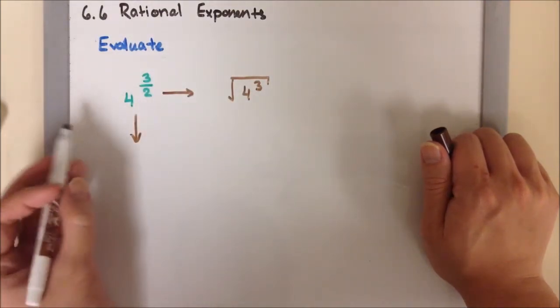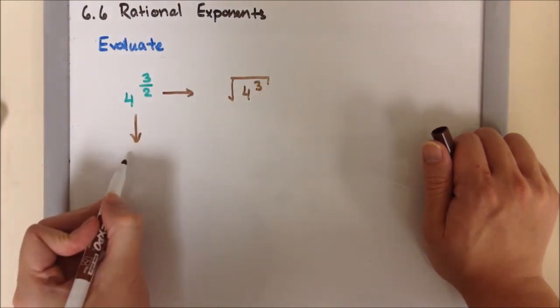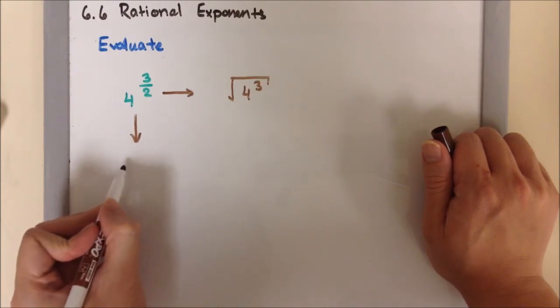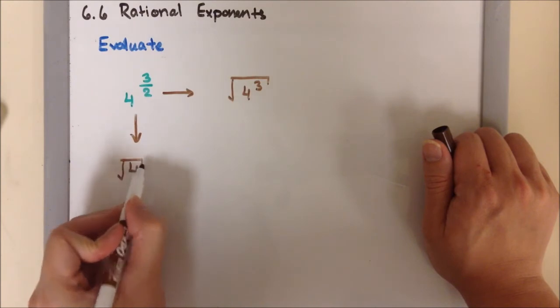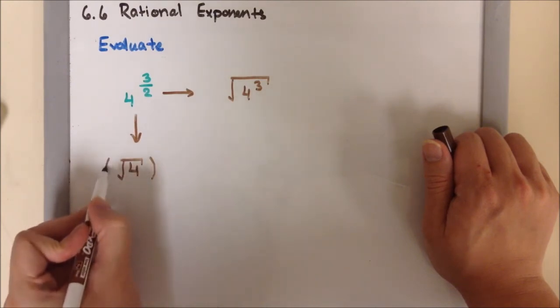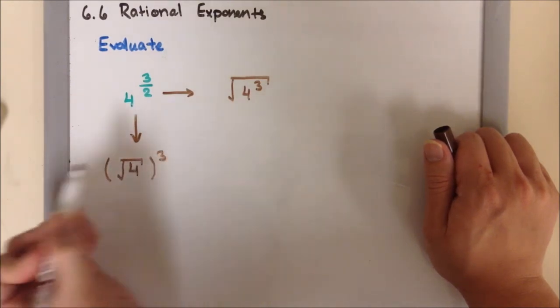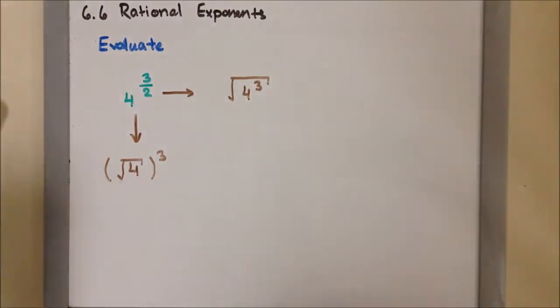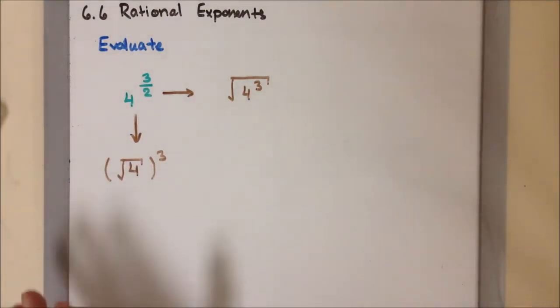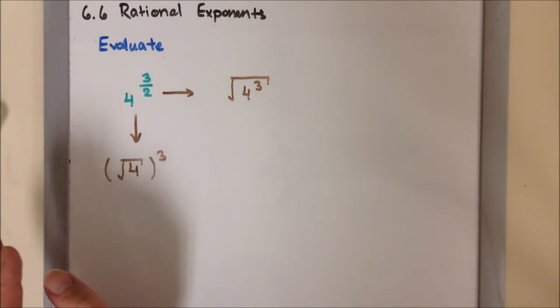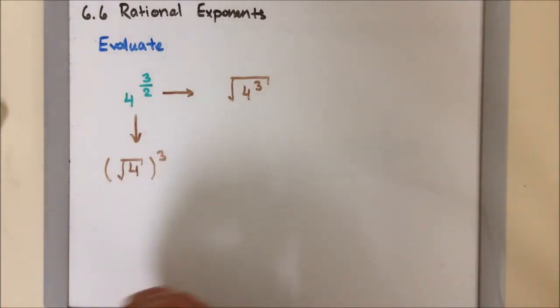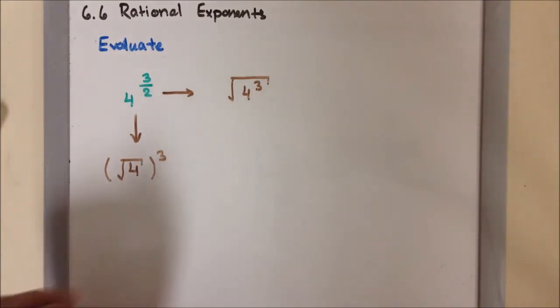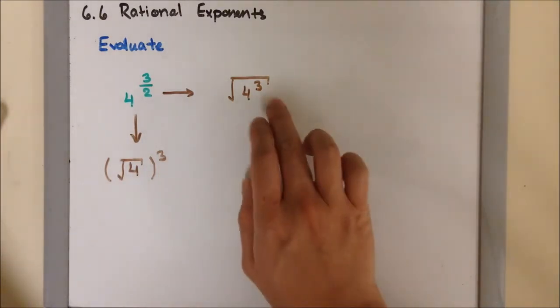Now, the other one will be you're doing the square root of 4 first, and then raising it to the power of 3. Alright, since you start off with a smaller base, either form can actually work, and you can work in either form you like. So let's talk about the first one.